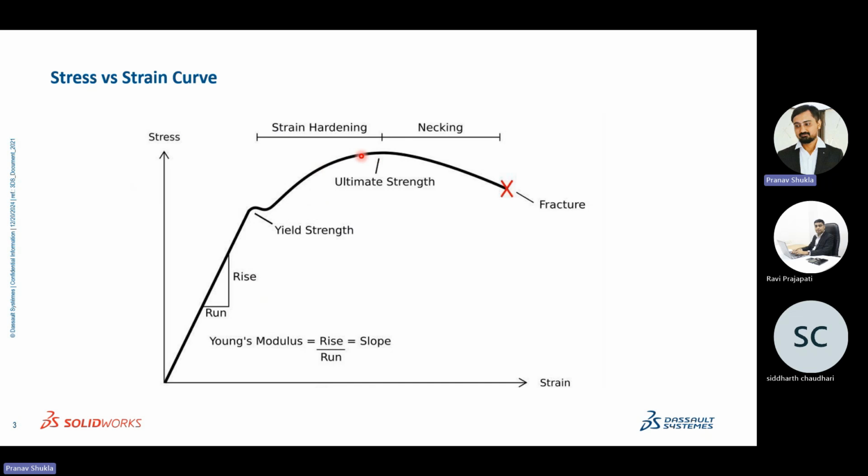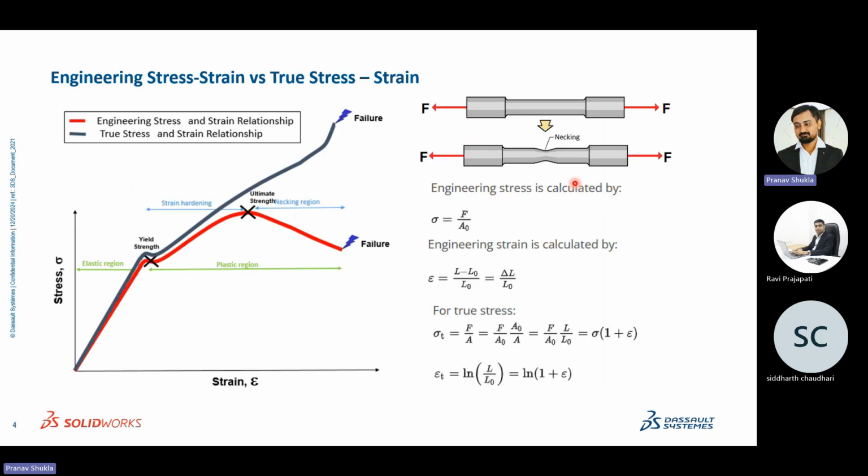The plastic zone is known as, and in this region, the strain of the material is increased. So that's why it's known as the strain hardening region. When it reaches the ultimate strength, the necking starts, and after that at one point the fracture will occur. Okay, so this is the brief about the stress versus strain curve, which we have seen a number of times. Okay, so moving forward with the engineering stress strain and the true stress strain.